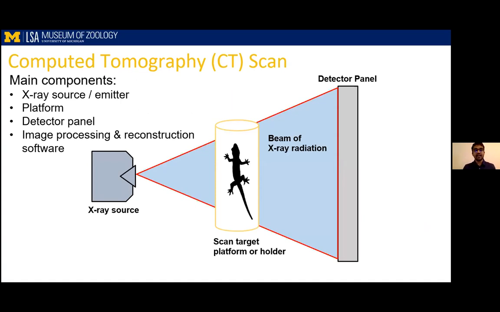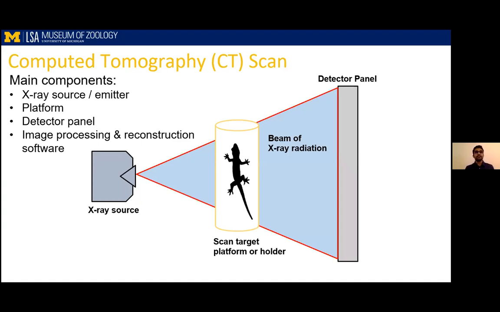Now, without getting into the nitty-gritty of the engineering of a CT scanner, which I cannot talk about as I'm not an engineer, I do want to point out a few of the core components that allow us to collect data with these machines. First and foremost, there is an X-ray source, or emitter, where X-ray radiation will be generated and then fired from. There will be a platform of some kind where an object, specimen, or patient, in many cases, will be sitting. Then, of course, there will be a detector panel, picking up the X-ray beams that have attenuated through your target.